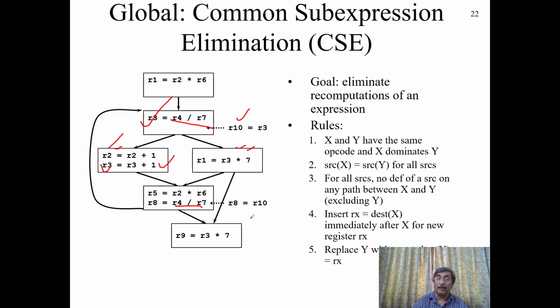But even then, I avoided an expression evaluation. And expression evaluation could be very time consuming, so there is a very good performance benefit it can give. So this is what is global common sub-expression elimination.